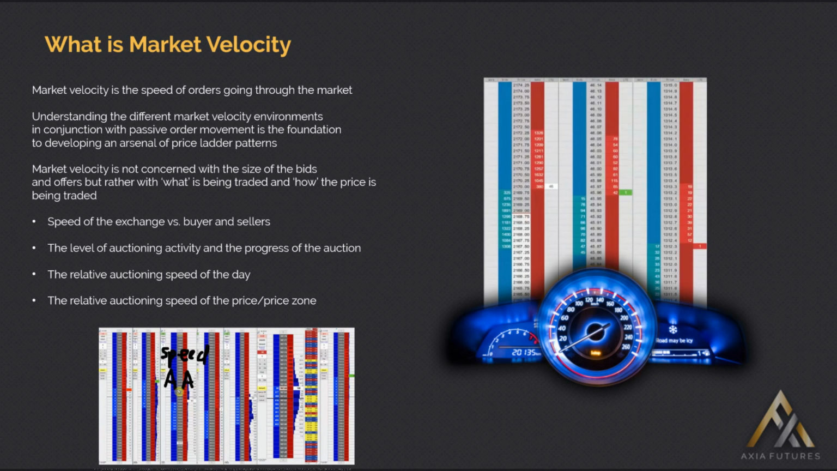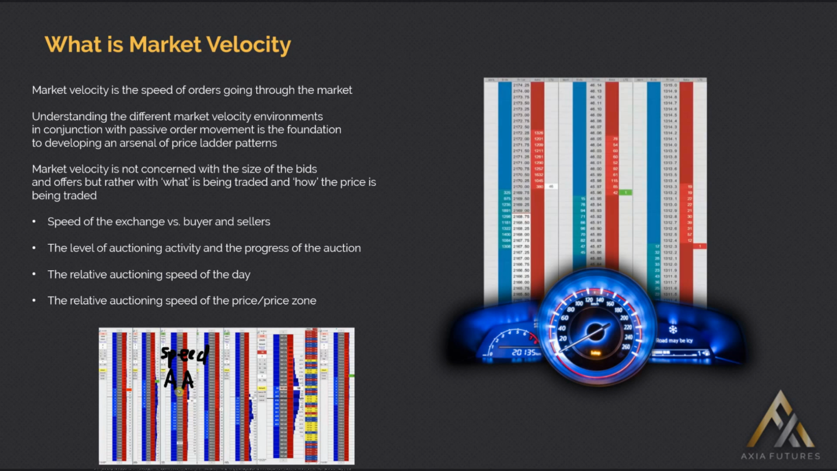So by understanding the different market velocity environments in conjunction with passive order movement, those are where the order book is lined up on the bid and the offer, so how the orders are changing but not being traded, but how they are changing in conjunction with the trades that are going through, is the foundation to developing an arsenal of price ladder patterns.